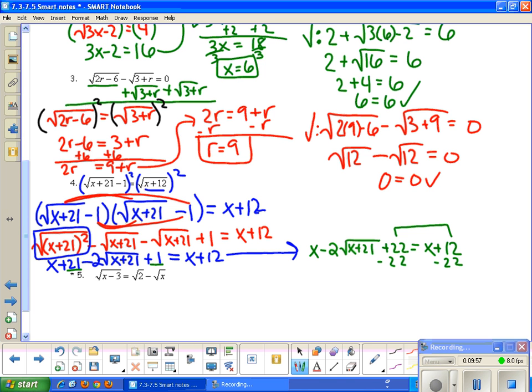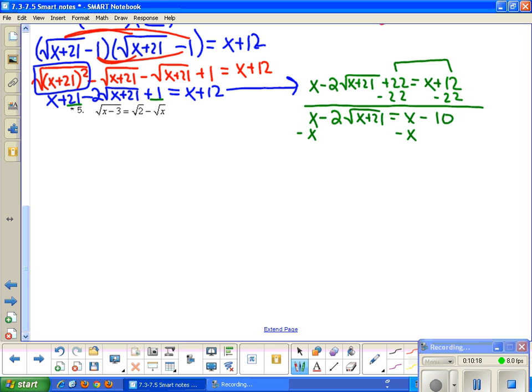So subtract the 22. I took the 22 to the other side, to the right, because I want to get the radical by itself again. And then subtract the x. These cancel out. And I'm not done because I still want to get that radical by itself, so I'm going to divide both sides by -2.